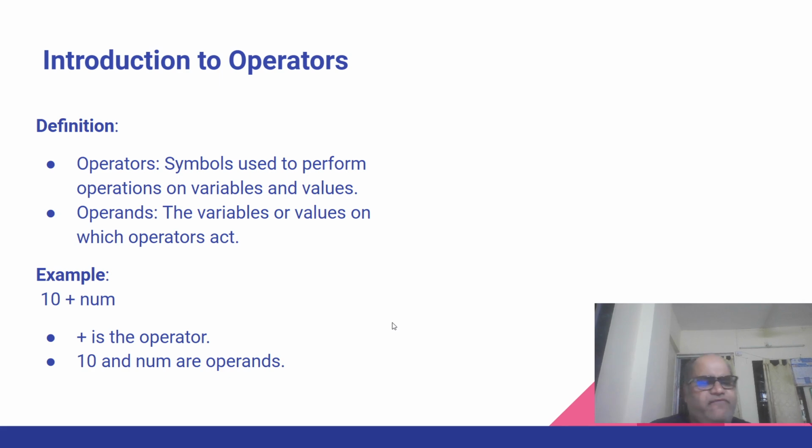So before we delve into key types of operators, let us look at the two broader syntax terms: operators and operands. Operators are symbols used to perform operations on variables and values. And operands are the variables or values on which operators act. So if you take the example 10 plus num, plus here is the operator, and 10 and num are operands.